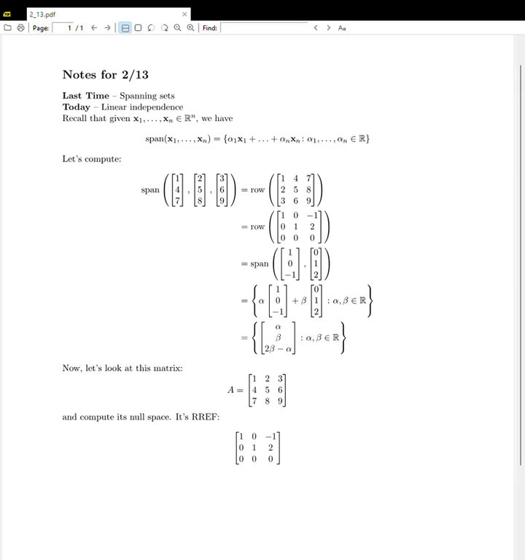And so as a system, we can write this out. So in particular, the associated homogeneous system that you would get out of this is as follows.